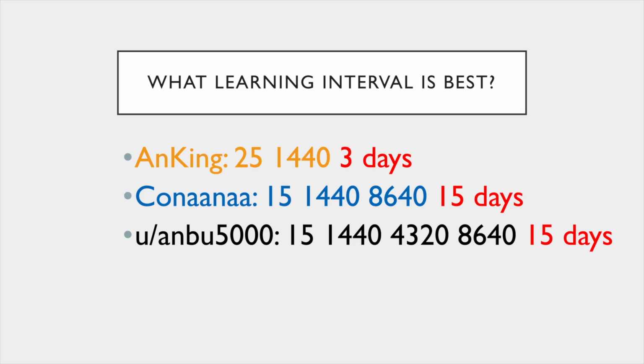Now my settings, the ones I've decided on, are 15 minutes, 1 day, 3 days, and then it's graduated to 6 days later. And why did I decide on this learning interval? Well, in general, I fall somewhere between Anki's settings, which I think are a little harsher, and Konana's settings, which I think are a little bit more lenient and kind of longer term thinking.